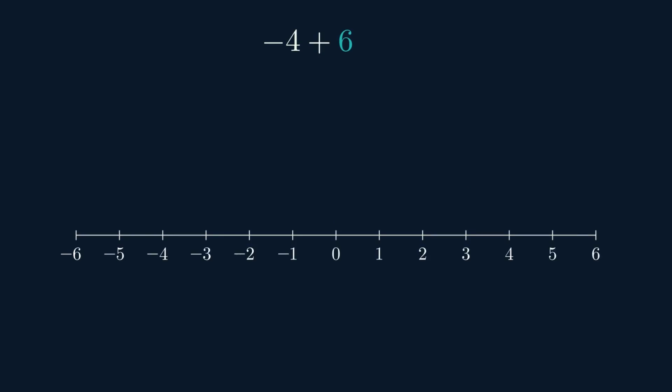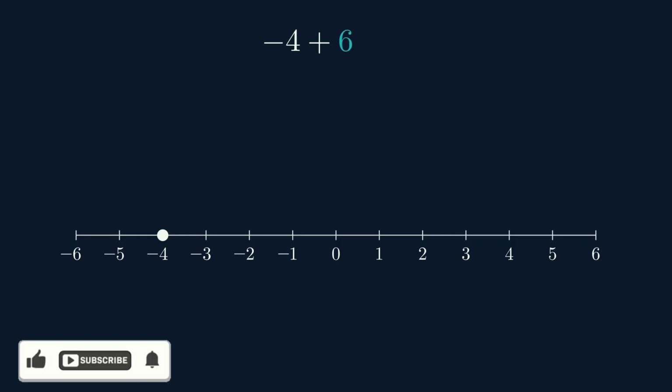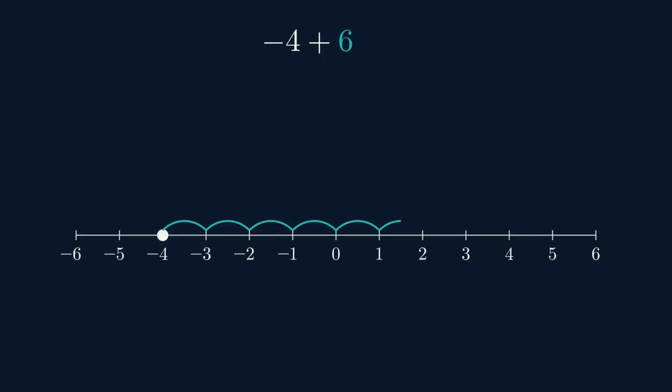-4 plus 6. We always start at the first number, so let's place our marker at -4. Because we are adding a positive 6, we jump 6 spaces to the right. 1, 2, 3, 4, 5, 6. We land exactly on 2. So, -4 plus 6 equals positive 2.